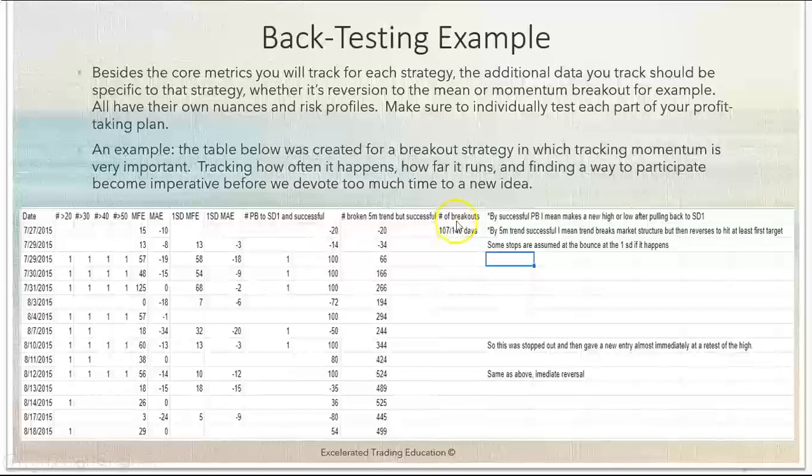And then over here, I kind of had some definitions is what I meant. So by successful, PB1 means makes a new high or low after pulling back to the standard deviation, and by broken 5 minutes, so by 5 minutes trend successful, I mean trends break market structure, but then reverses to hit at least the first target, right?